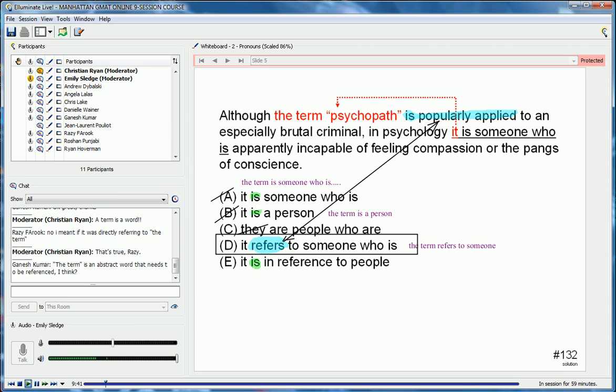The reason E is incorrect, none of you guys picked it, is basically we don't have a good verb that parallels the is popularly applied. Not as well as D does with the word refers. E would actually parallel if it said is used in reference. That would probably be okay, but as is, there's no good verb here. All right, so D is correct.